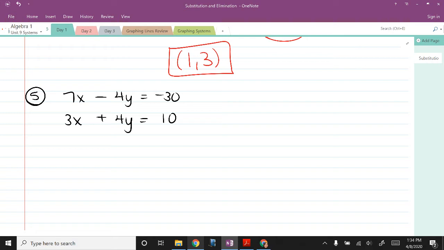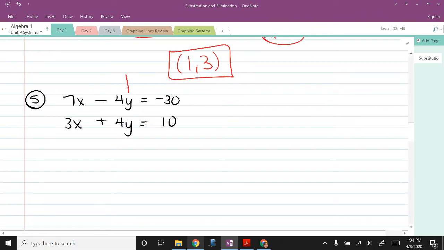So if I look, my y values right here are opposite coefficients. I have a negative 4y plus 4y. If I combine those two, I get 0y. So I'm going to draw my line right here, and I'm going to mark out my y's because they make 0y when I combine them together.